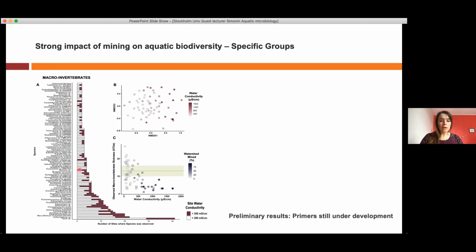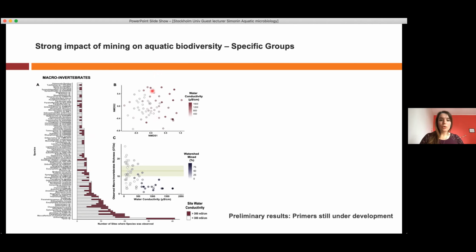So the white ones are below 300, so unmined, and the red ones are the mined streams. And you see that we detect those macroinvertebrates most frequently in unmined or low conductivity streams. And we have a low detection of all those different taxa in mined streams.